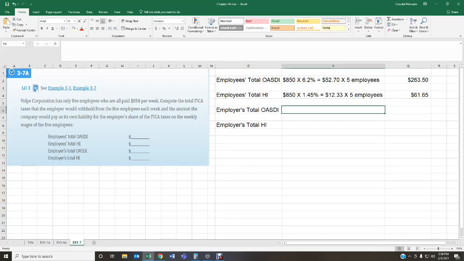Now, look at the difference. For the employees, what do we do first? First, we calculate the tax for one employee. We get the $850 times the rate, then we get the tax for that one employee, and then we multiply times 5 employees, and that gives me my tax for the total.